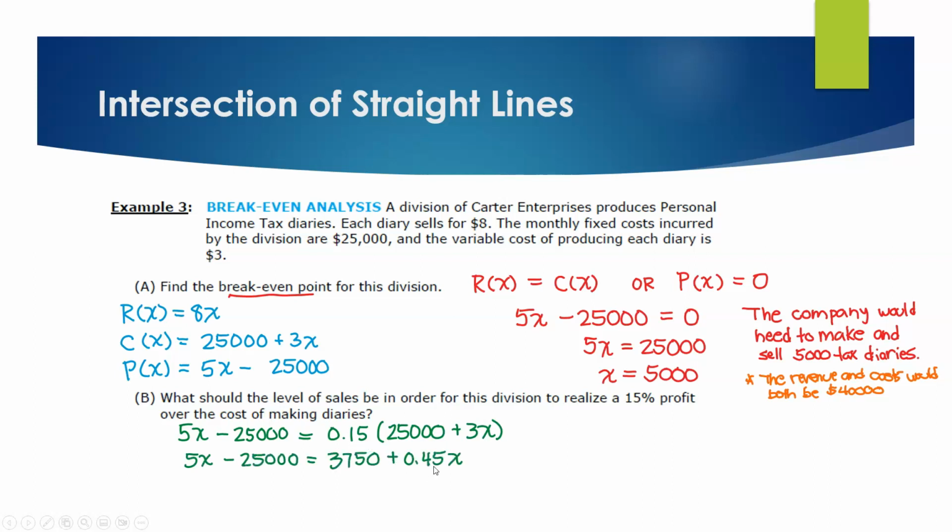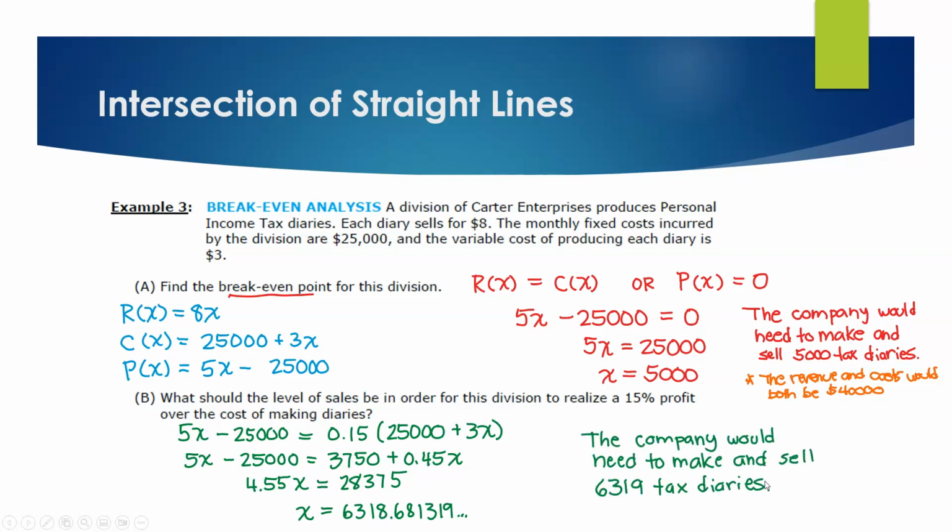So distributing the 0.15, you would get this. You would subtract 0.45x from both sides, as well as add 25,000 to both sides, and you would end up with this. And then dividing both sides by 4.55, you get that x is equal to 6,318.681319. It's a nastier looking decimal. Of course, you can only sell a whole number of products, so you would bump this up to 6,319. So the company would need to make and sell about 6,319 tax diaries to realize this level of profit.